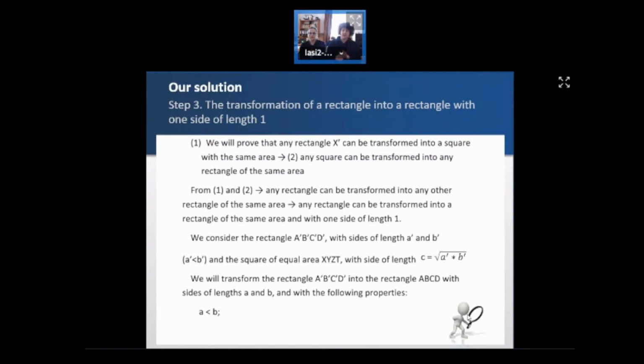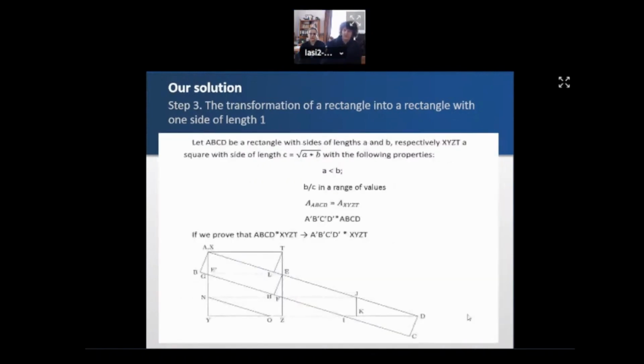We will consider the rectangle A', B', C', D' with side lengths A' and B', A' smaller than B', and the square of equal area X, Y, Z, T, with side length C equal to the geometric mean of A' and B'. We will transform the rectangle A'B'C'D' into the rectangle ABCD with sides of lengths A and B with the following properties. A is smaller than B, and B over C in a specific range of values. We need that property in order for the proof to look as simple as it does.